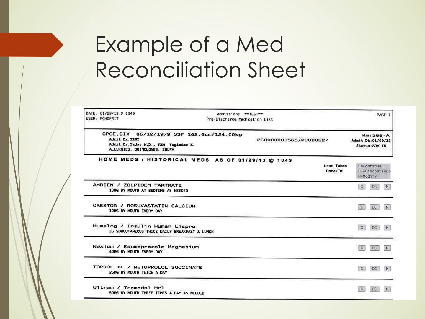So first one, like Ambien, 10 milligrams by mouth at bedtime as needed. So on the form you have a C, D/C, and M. C stands for continue, D/C for discontinue, and M for modify. So if it's modify, the doctor will write what dose or what frequency, whatever it is they want to tweak, they will write that in or put a new order in for it. So they're going to tweak it slightly. So they just go down the list and do that for each individual medication.